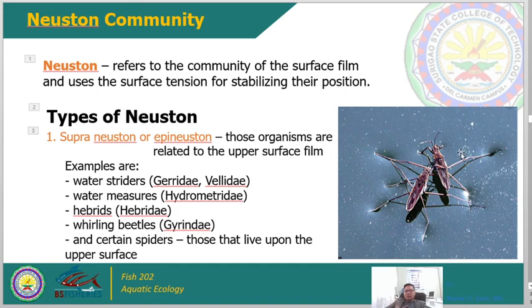And other organisms, there are what we call as the supraneuston or the epineuston. Those are organisms related to the upper surface film, like this one, the water striders, the water measures, hybrids, whirling beetles, and certain spiders that live upon the upper surface. So kabantay mo mga damang, dili na sila mahulog sa tubig. So dili na sila mo-unload, no? Maglutaw na sila sa height. Okay? So some of the spiders are considered as epineuston. Okay? So that is one.